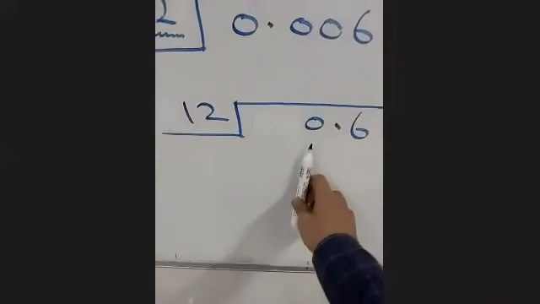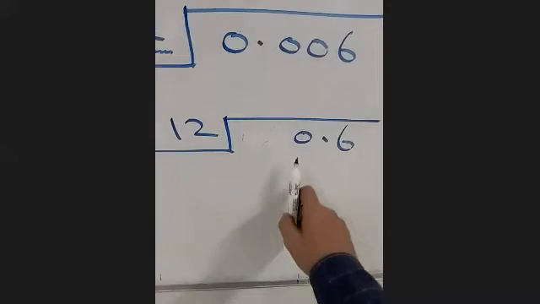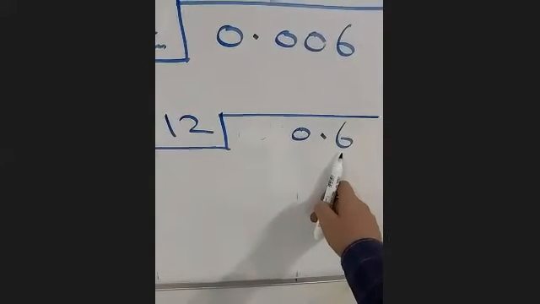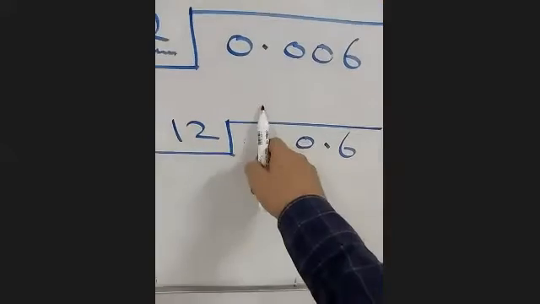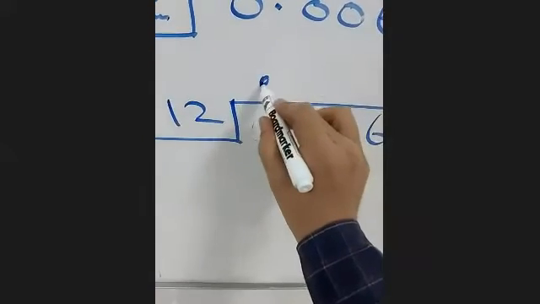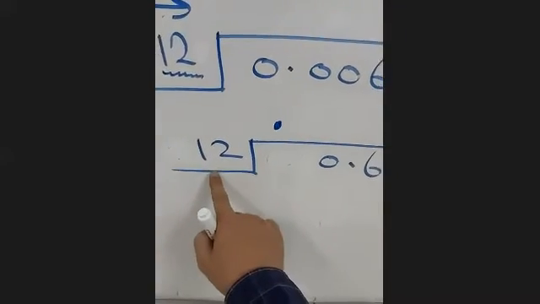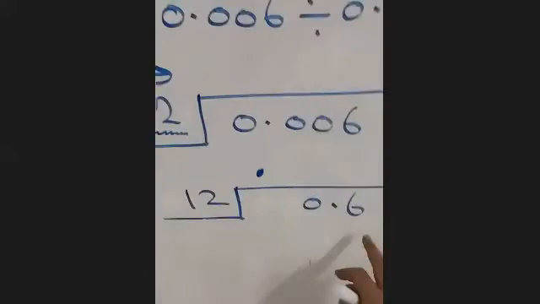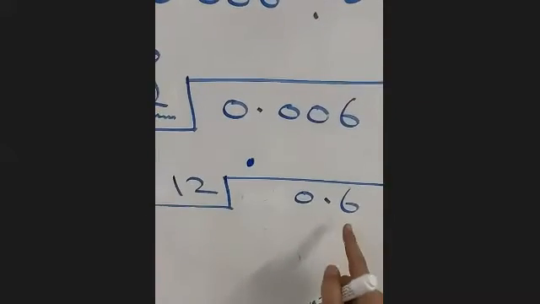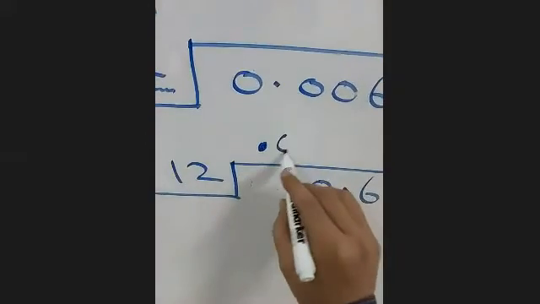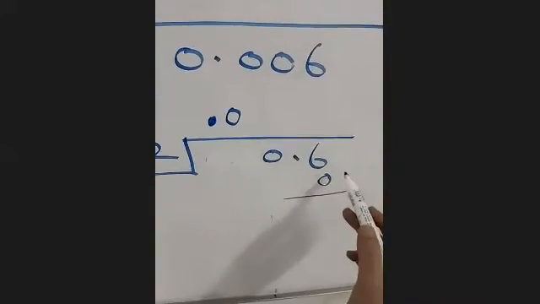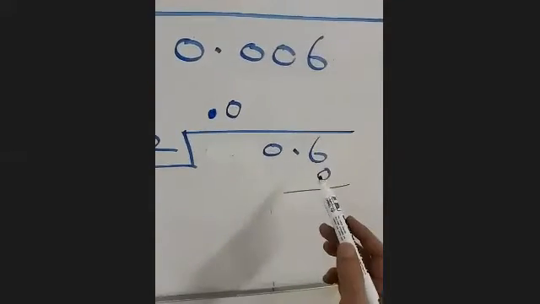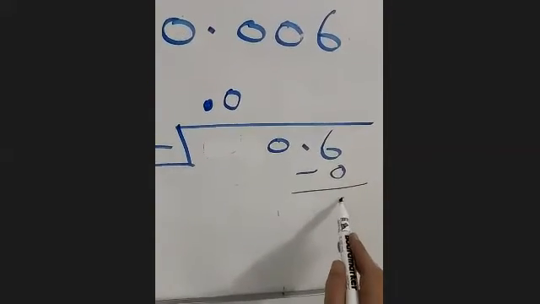So here, 0 cannot divide by 12. I will go to take the 6. To take the 6, I have the decimal. I put it directly. Now 6 divided by 12, it cannot be. And the 6 is less than 12. In this case, guys, we have a 0 here. 0 multiplied by 12 is 0, because there are no numbers to take here. 6 minus 0 is 6.